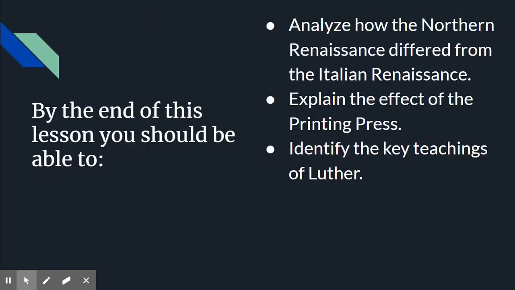Okay, so by the end of this lesson, your three goals. One, analyze how the things that were happening in Northern Europe were somewhat different from what was happening in Italy. Two, explain the effect of the printing press, which, kind of a big deal. And three, look at the key teachings of a guy named Martin Luther, who is also kind of a big deal.